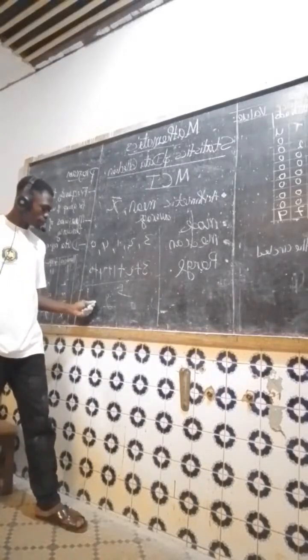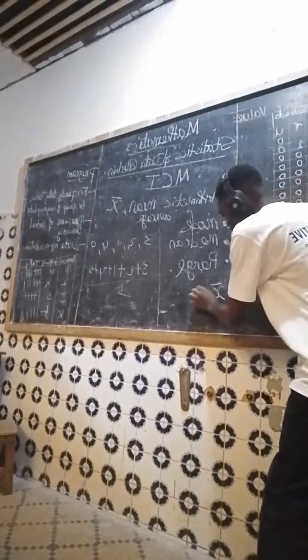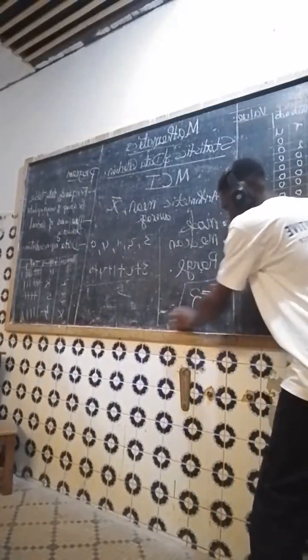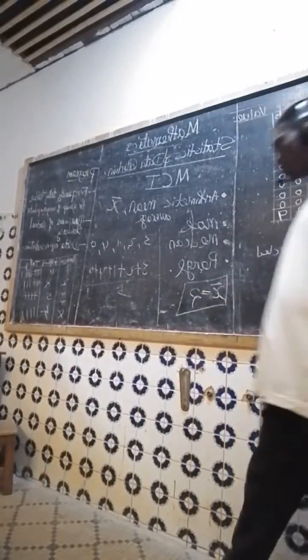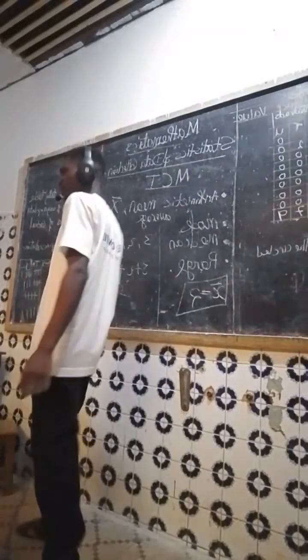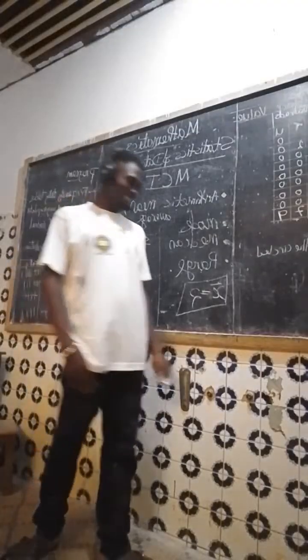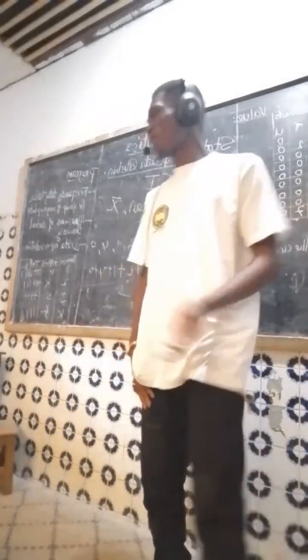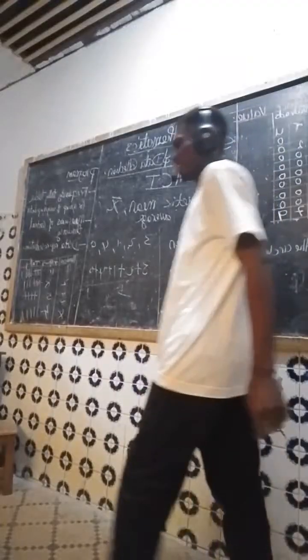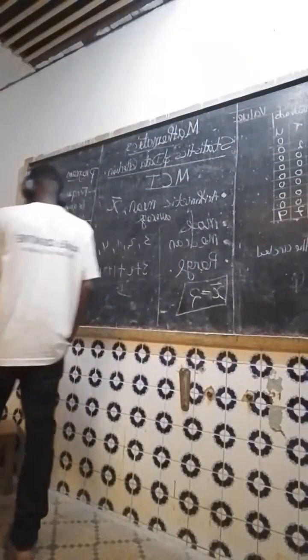So you now write that. Remember, you have to box the answer. So you write that x bar is equal to 2. Then you box it. If you don't box it, it's not an answer now. It means you have solved, but you don't have an answer. You have to box your answer.